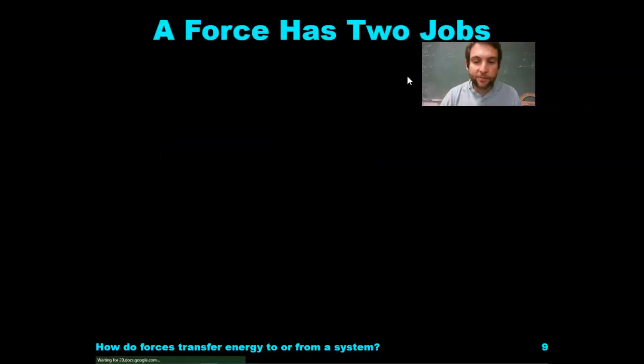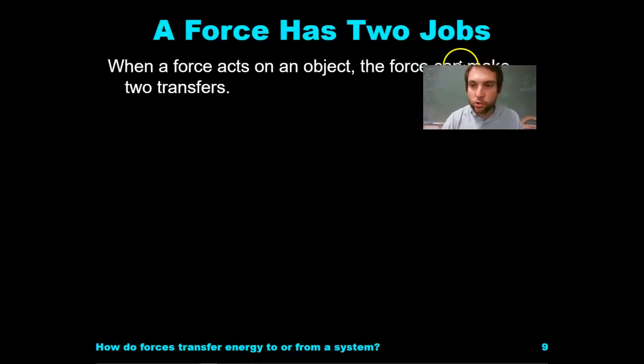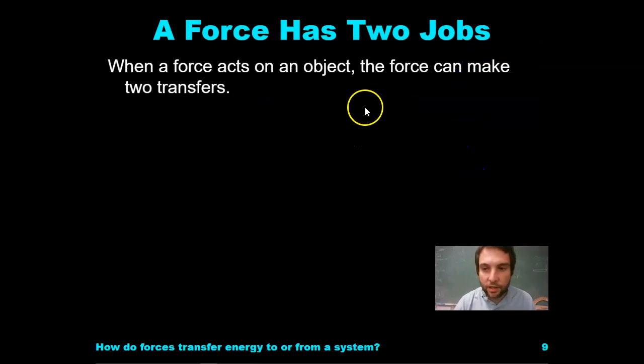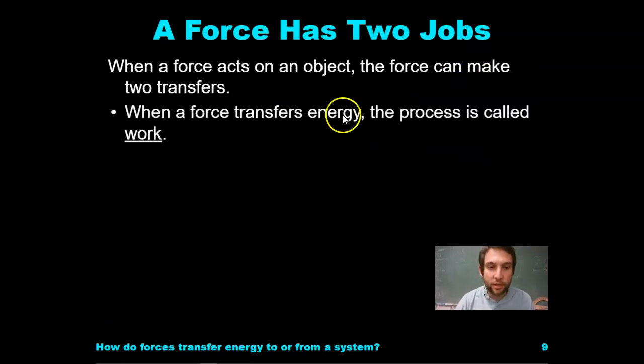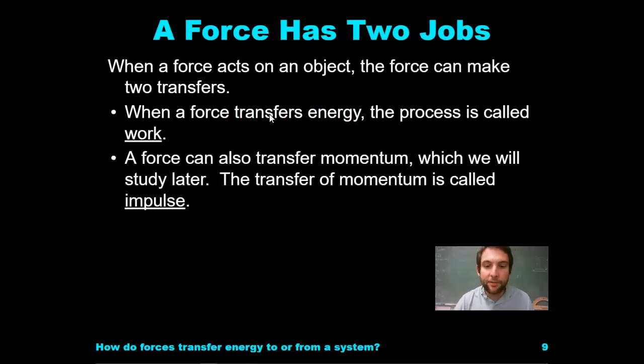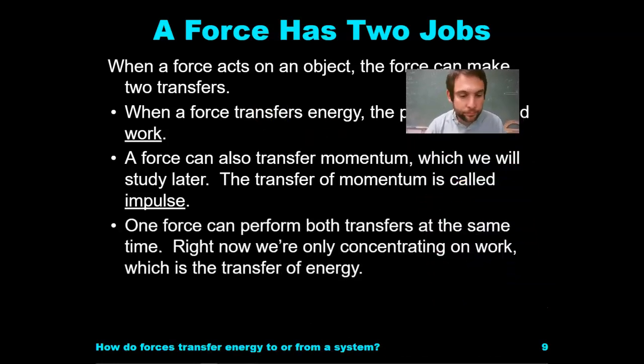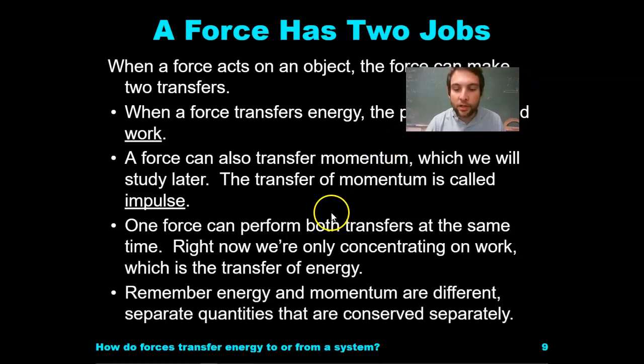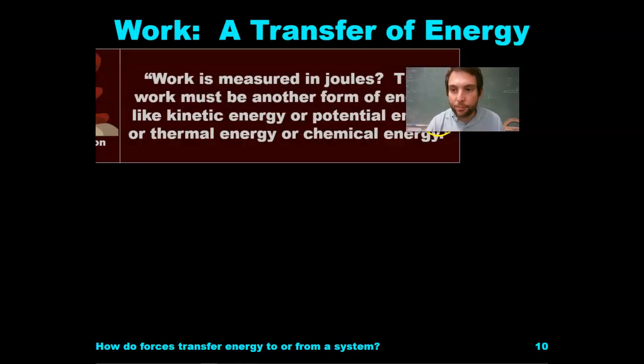Work is a transfer of energy. Force has two jobs. When a force acts on an object, the force can make two transfers. When a force transfers energy, this process is called work. A force can also transfer momentum, which we'll look at later. This transfer of momentum is called impulse. One force can perform both transfers at the same time. Right now, we're only concentrating on work, which is the transfer of energy. Remember, energy and momentum are different, separate quantities that are conserved separately.